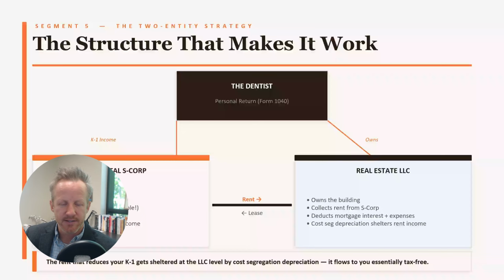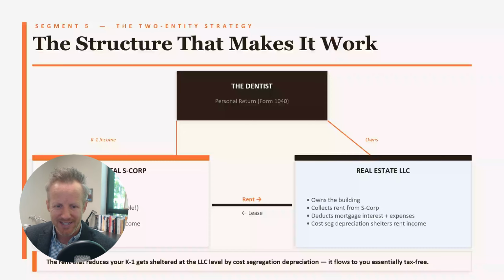Now, these two boxes, on the bottom left is your dental S corp, on the bottom right is your real estate LLC. They have a relationship. And the relationship is the dental S corp pays rent over to the real estate LLC, and the real estate LLC has a lease signed by you, the tenant, from your S corporation. Your S corporation is the tenant, not you personally.